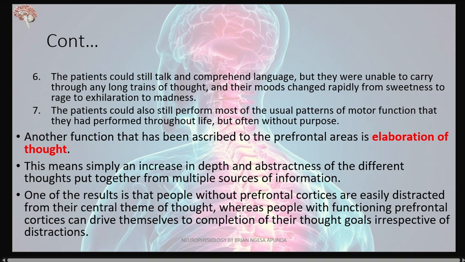So these people are not able to have long trains of thoughts, and their moods change rapidly from sweetness to rage, to exhilaration, or to madness. So they are not able to contain their mood. They are likely just to shift, just like what might happen with some kids. The patient could also still perform most of the usual patterns of motor function that they perform throughout their life, but without any purpose.